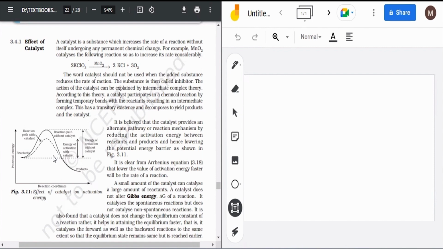Catalyst क्या करता है? Catalyst activation energy को reduce कर देता है, किसी दूसरे पाथ से रिएक्शन को प्रोसीड करता है, जिससे कि उसकी एक्टिवेशन एनर्जी कम हो जाती है. अगर एक्टिवेशन एनर्जी कम हो जाएगी तो रिएक्शन जल्दी प्रोसीड करेगी. सो कैटलिस्ट का बेसिकली यही इफेक्ट होता है.